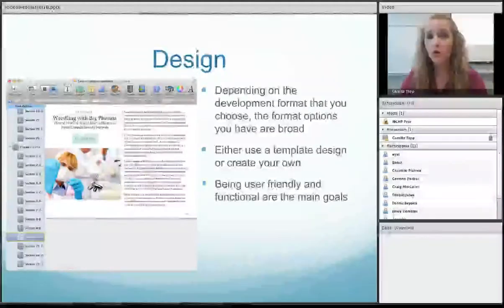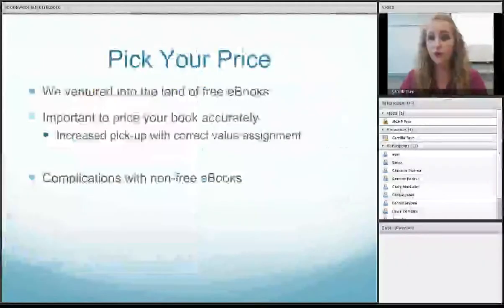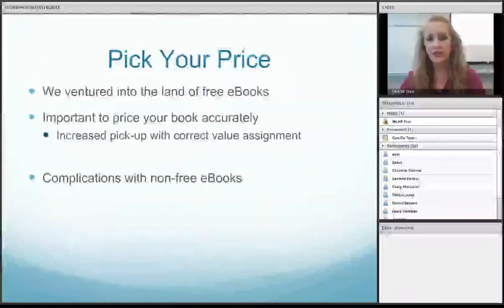The other great thing is that you can use templates. A lot of these different formats have templates, and you can either choose to use one as it is or take a template and manipulate it into what you really want.